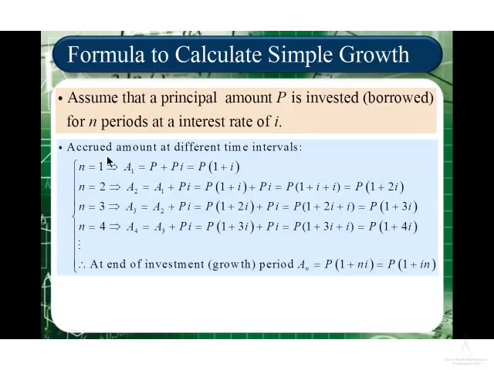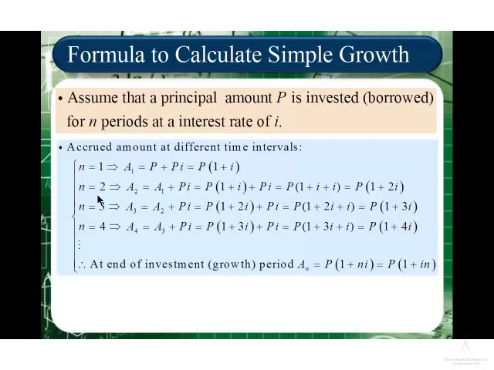Now, the accrued or final amount at different time intervals are as follows. After the first time interval or period where the interest applies, the first accrued amount, the final amount at the end of the first interest period, will be the principal amount plus the interest earned, as was discussed on the previous slide. Now, if we take P as the common factor, we have the accrued amount after the first interest period to be P times, in brackets, 1 plus I.